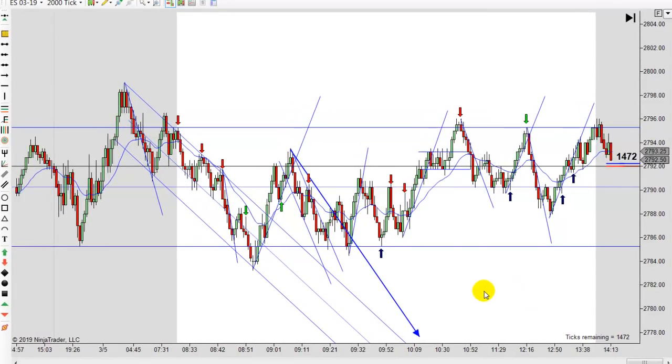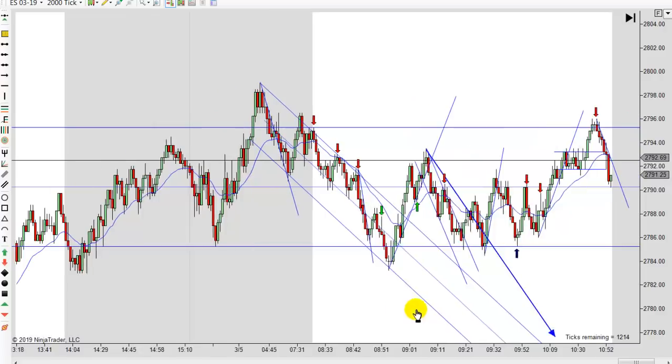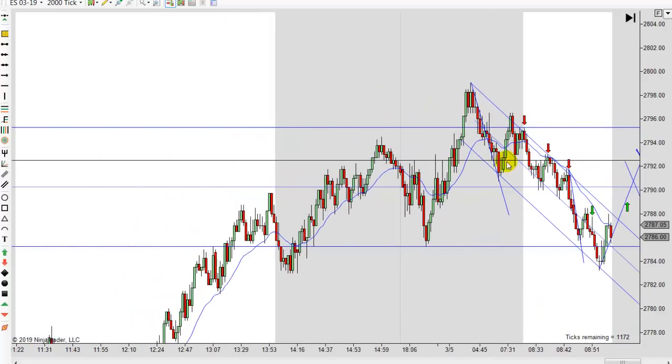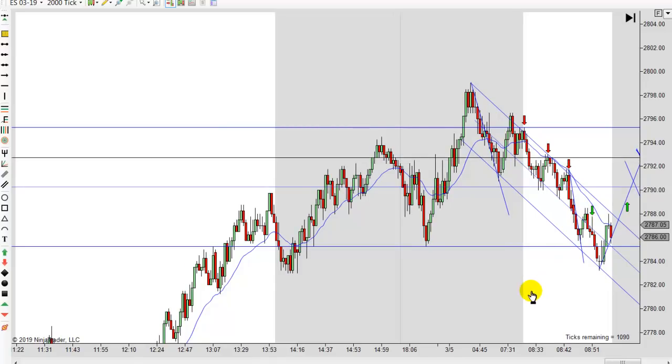But early on, what I would have done, we had this nice channel working down, even though it looked like there was a possibility there could be a range. At this point, when this is working down, this is clear and obvious, and this looks like the dominant pattern at that point in time. So that's what you're playing, really.